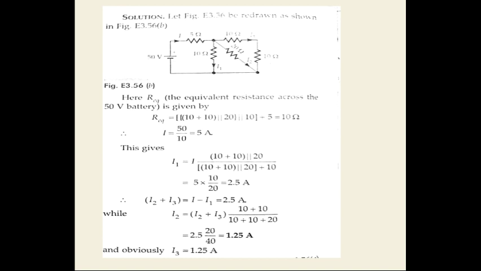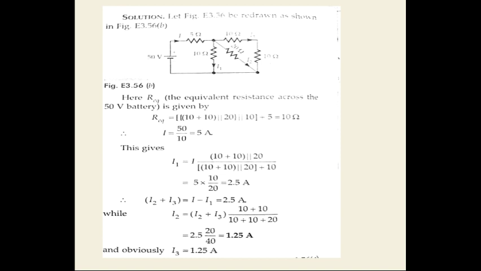Now we take another example. In this network, we have to prove the reciprocity theorem. There is a voltage source of 50 volt. First we select a branch to prove the reciprocity theorem. Let the branch we selected be the 20 ohm branch, in which the current is I2.